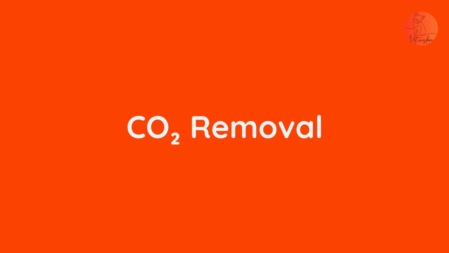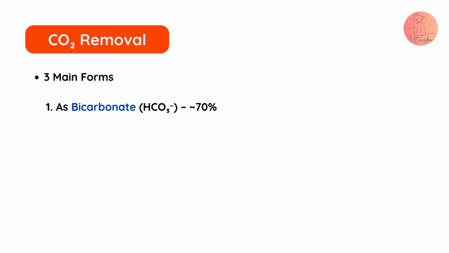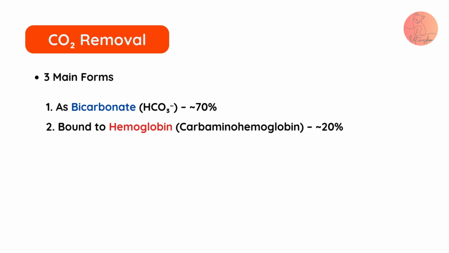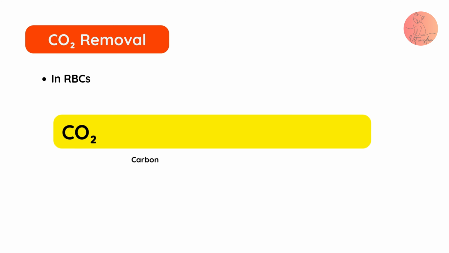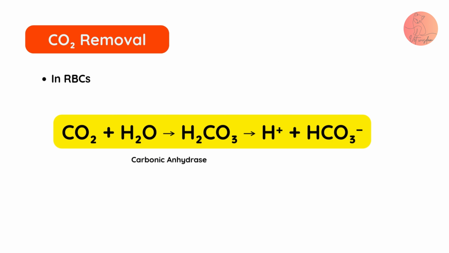Carbon dioxide is a waste product of metabolism and is removed in three main forms: as bicarbonate, which is the most common form, bound to hemoglobin, becoming carbaminohemoglobin, and dissolved in plasma. In red blood cells, carbonic anhydrase converts carbon dioxide into carbonic acid, which dissociates into bicarbonate and hydrogen ions.